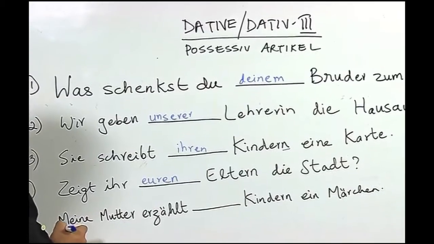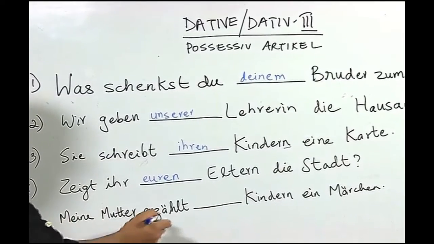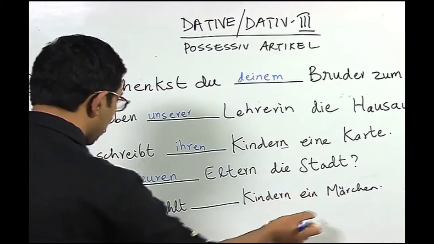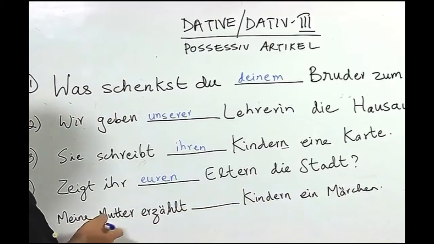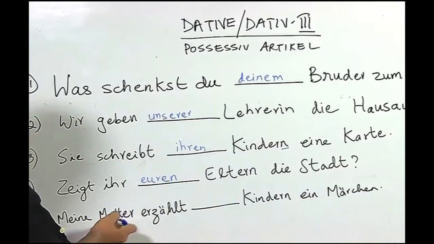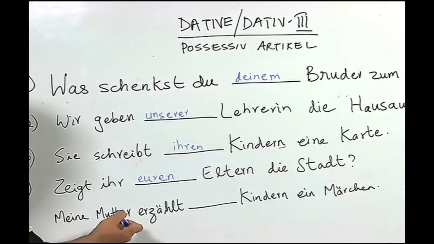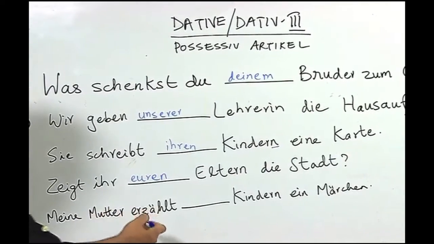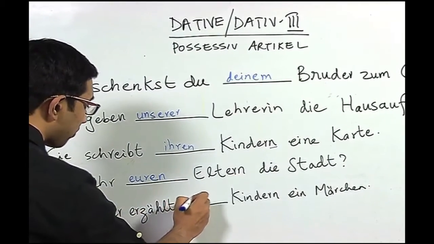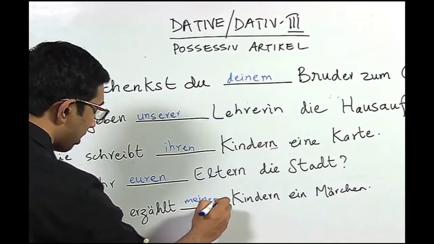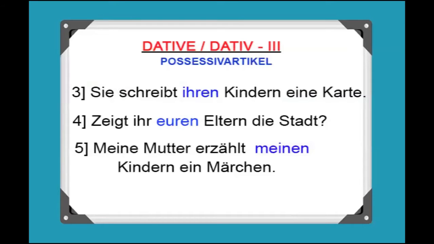Now, let us look at sentence number 5. Meine Mutter erzählt Kindern ein Märchen. Now, here meine Mutter, which means my mother. Here we do not have a pronoun, so we have the noun, and we can easily deduce that meine Mutter erzählt meinen Kindern, my children, a fairy tale. My mother narrates a fairy tale to my children. Now, here we have deduced that the answer is meinen based on the possessive article.